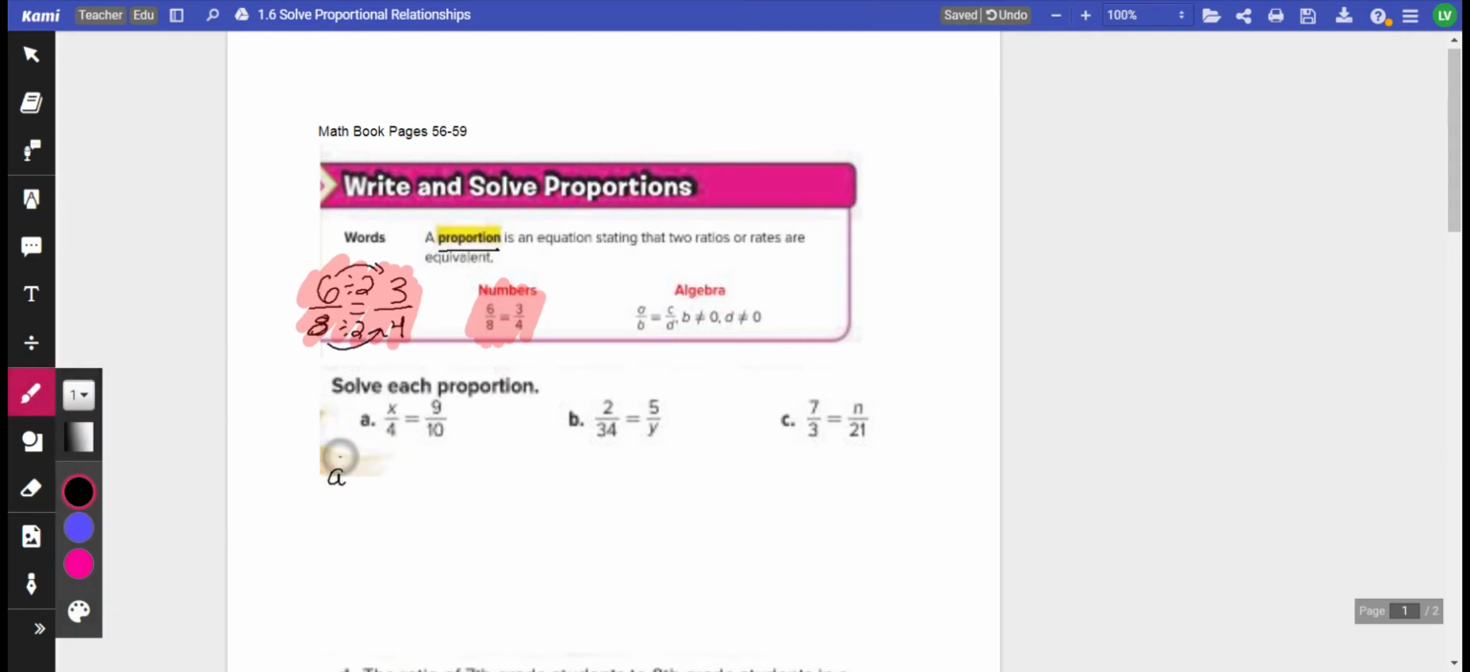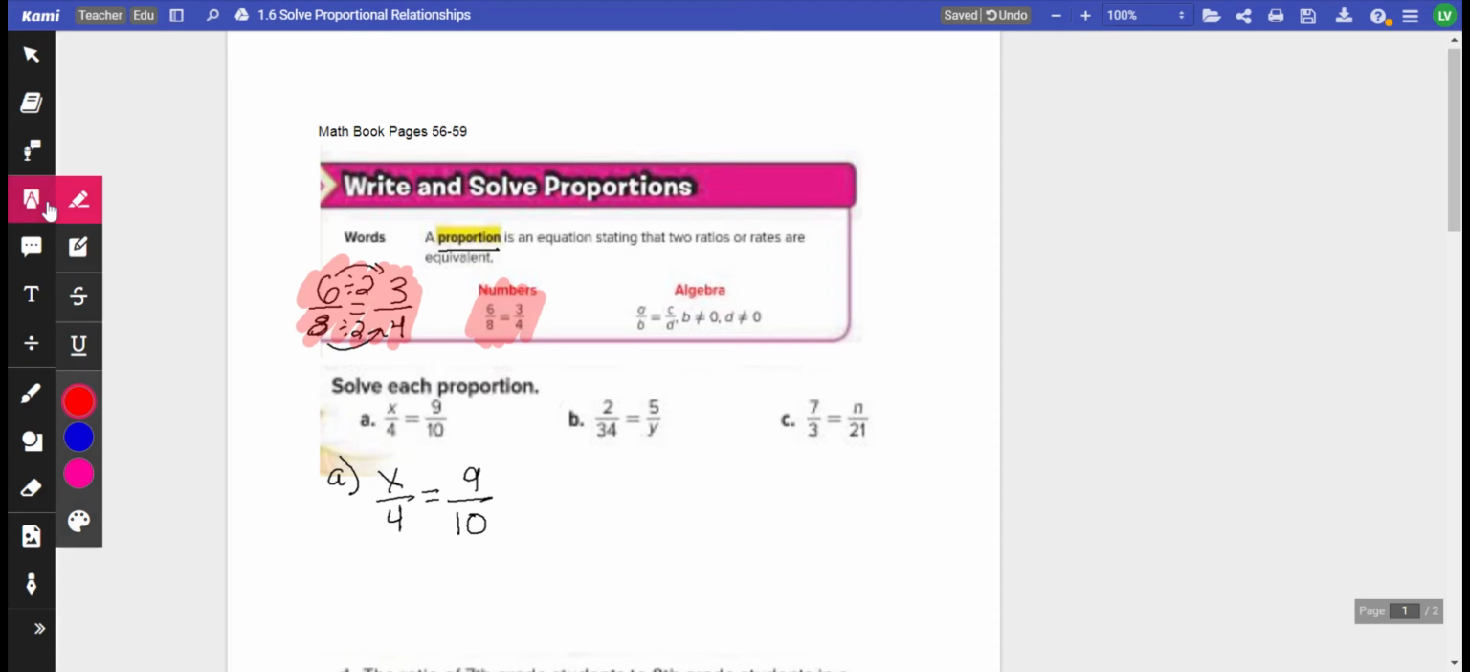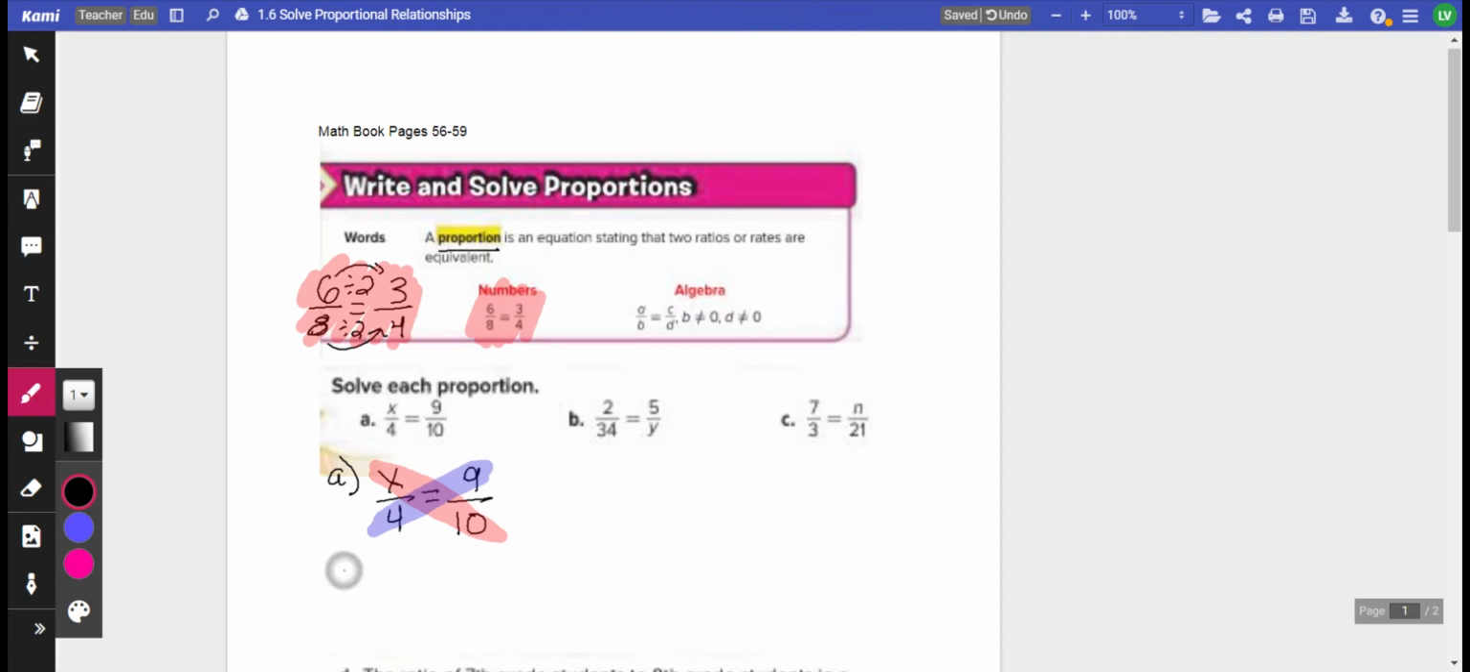Letter A. X divided by 4 equals 9 divided by 10. Sometimes these proportions do not go in simply. So I'm going to go ahead and use the method of cross multiplying and then dividing. So I'm going to cross multiply and do x times 10 and set that equal to 9 times 4. So let's try that. X times 10 equals 9 times 4.